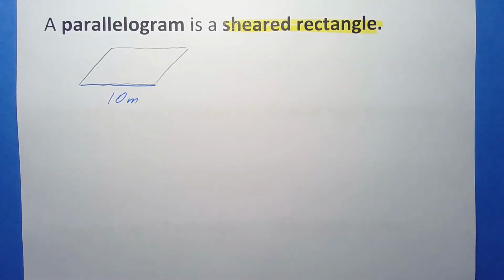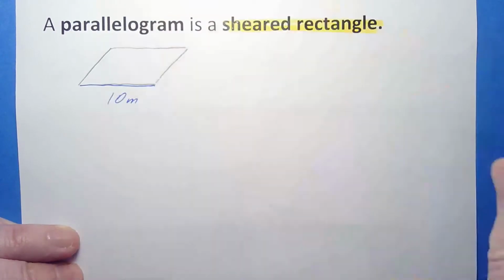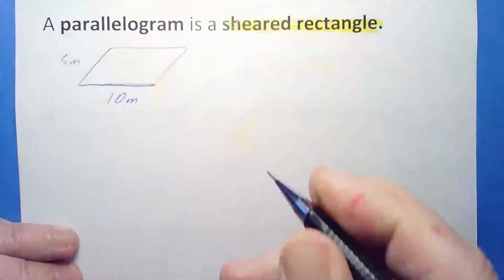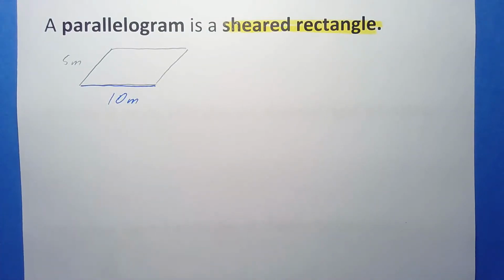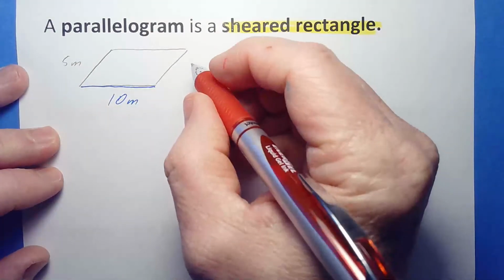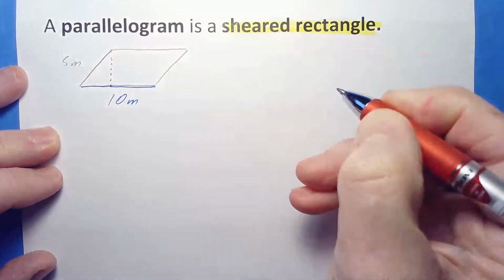Now you might know the length of this side right here. Let's say we happen to know that that one had a length of 5 meters. It turns out that's not very interesting in most situations. What we actually need to know is the height here. Sometimes we call this the altitude.